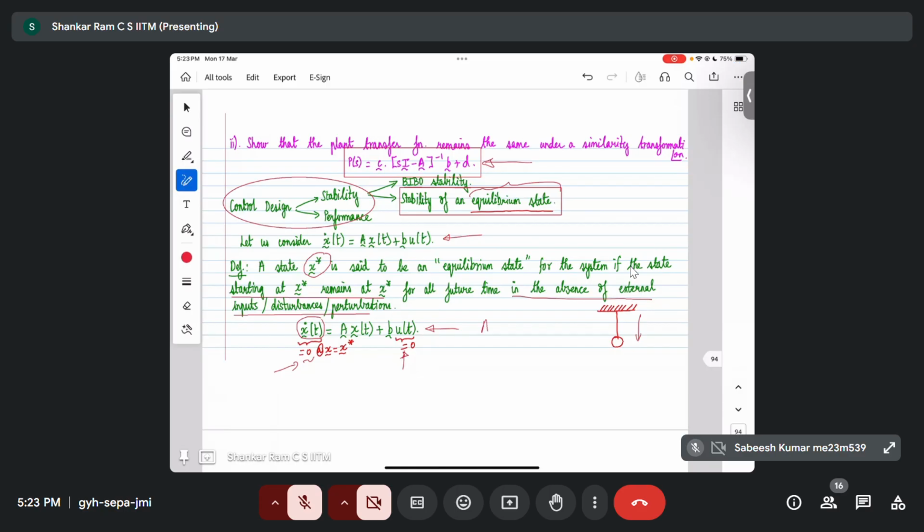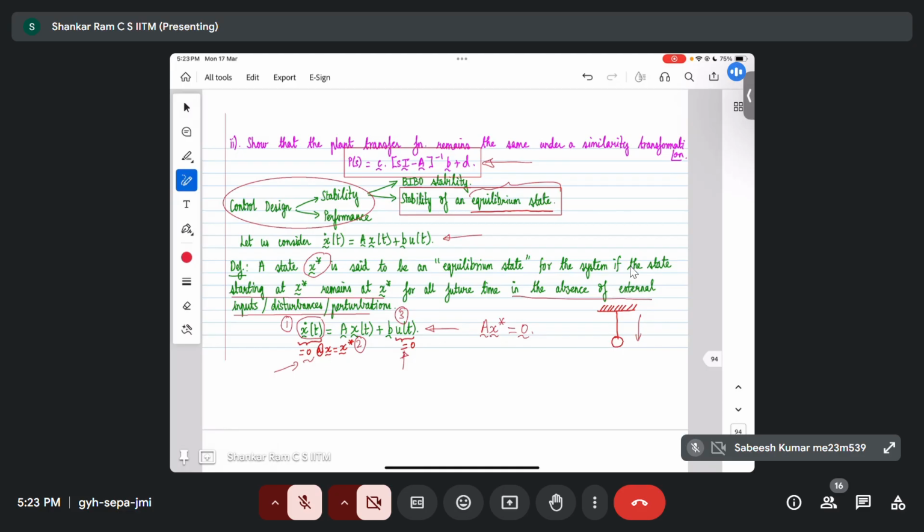Equal to 0. Yeah, left-hand side is 0. So we'll get A x star equal to 0. Why? Because there are three terms. Let me call them 1, 2, and 3. Terms 1 and 3 are 0, so term 2 should be 0. I hope it's clear. So what is term 2? The state matrix A multiplying the state vector x.